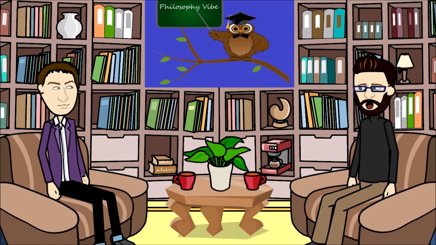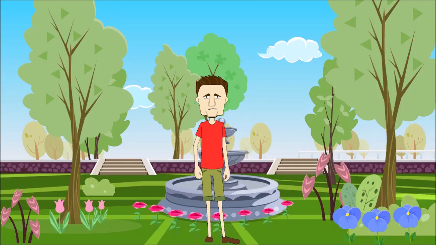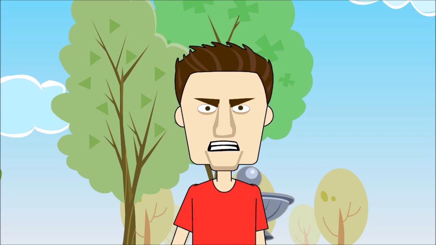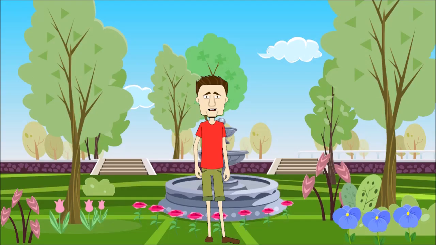So let's look at some examples. We'll start off with a Reductio Ad Absurdum where the conclusion is just ridiculous. Let's consider the gardener who has developed a beautiful garden filled with trees and flowers and plants. As he desperately wants to maintain the beauty of his garden, he is worried about animals eating his plants, and so he argues, if I want to maintain the beauty of the garden, no living things are allowed in the garden.